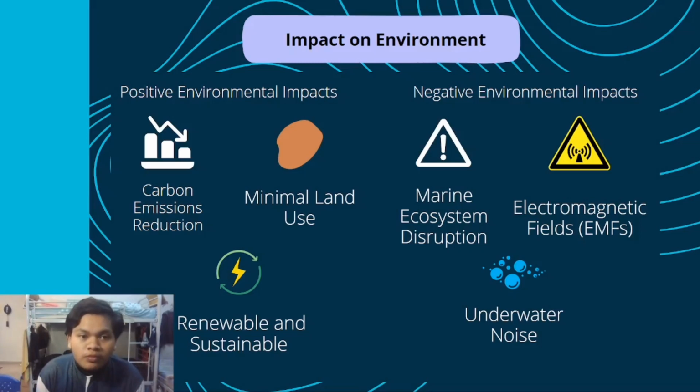For my part, I'm going to explain about the impact on the environment. For impact on the environment, there are two parts: the first is positive environmental impact, and the second is negative environmental impact. The first positive environmental impact is carbon emission reduction. What is carbon emission reduction? Tidal wave energy is a clean energy that produces electricity without directly emitting greenhouse gases. So it can help reduce reliance on fossil fuel-based power generation and contribute to global efforts to mitigate climate change. The next one is minimal land use.